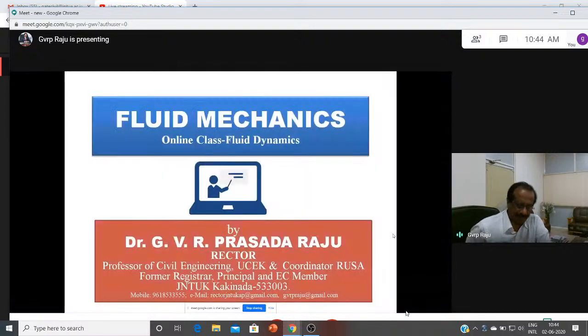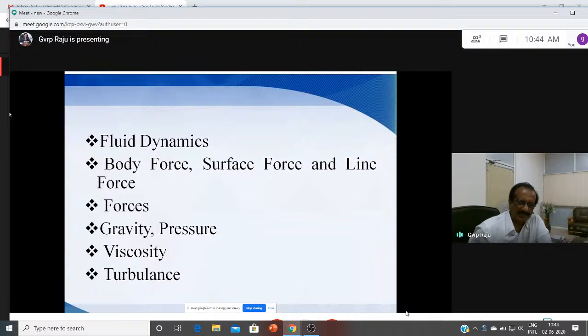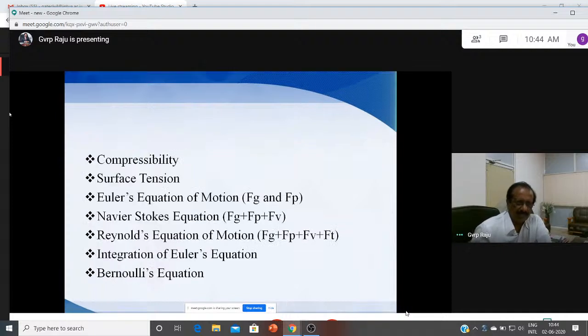This also we have discussed yesterday, the fluid dynamics, and we will go straight to short notes and objective type questions. Before that, fluid dynamics, as you know, concentrates on forces. We have body force, surface force and line force. Body force is proportional to volume, surface force is proportional to area, and line force is proportional to length. The forces are gravity force due to the weight of the fluid, pressure force due to pressure difference between 2 points, viscous force due to the real property of the fluid or cohesion, turbulence force due to formation of eddies, compressibility due to the elastic behavior of the fluid, and surface tension due to the cohesive property of the fluid.